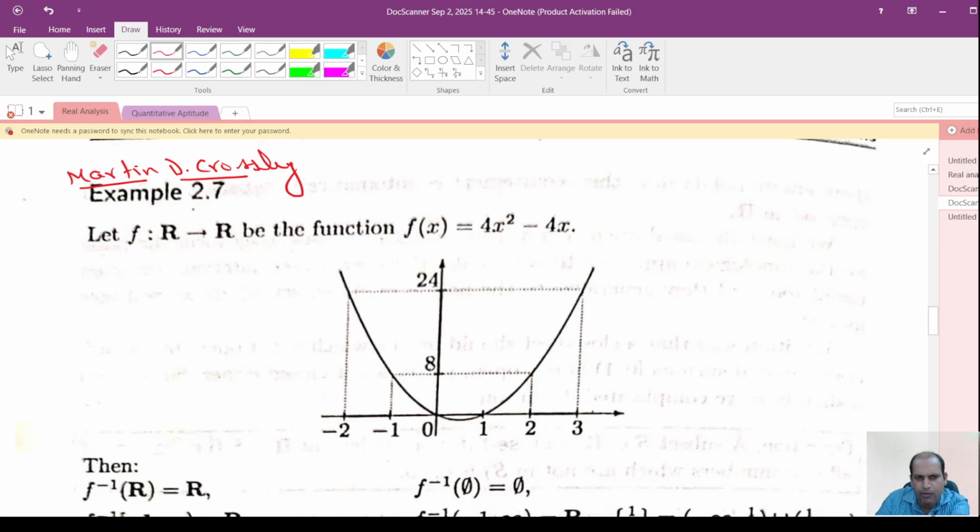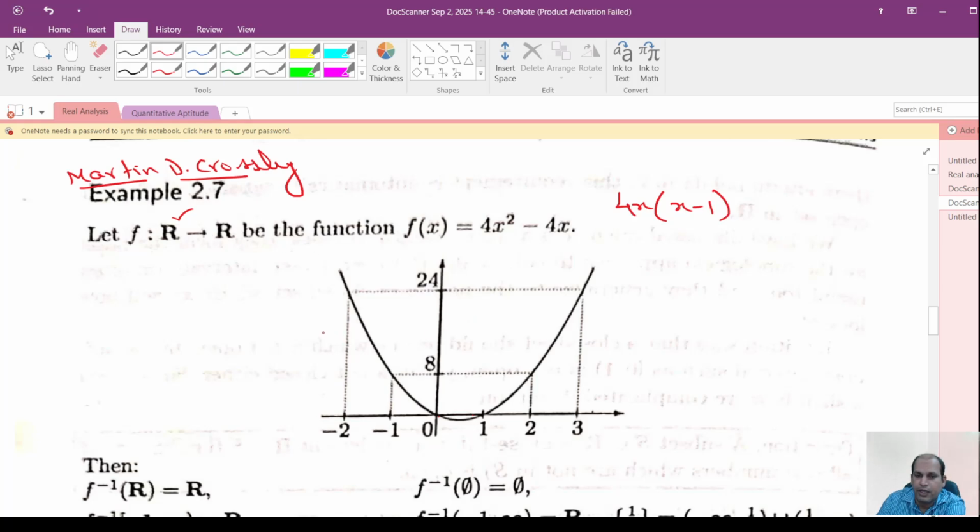Look at this function f from R to R given by f(x) equals 4x square minus 4x. If we take 4x common, it will be 4x times (x minus 1). This is a parabola passing through 0 and 1, it has factors 0 and 1, and the coefficient of x square is positive, so the mouth will be open upward. Now, clearly this is a function, but neither 1-1 nor onto. Why? Function f is defined from R to R.